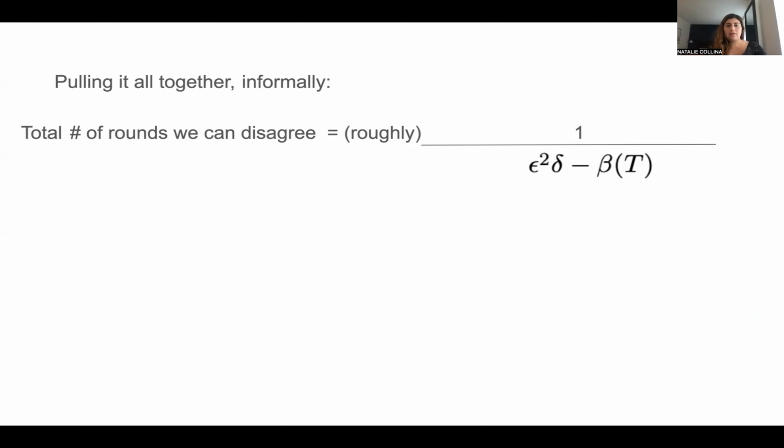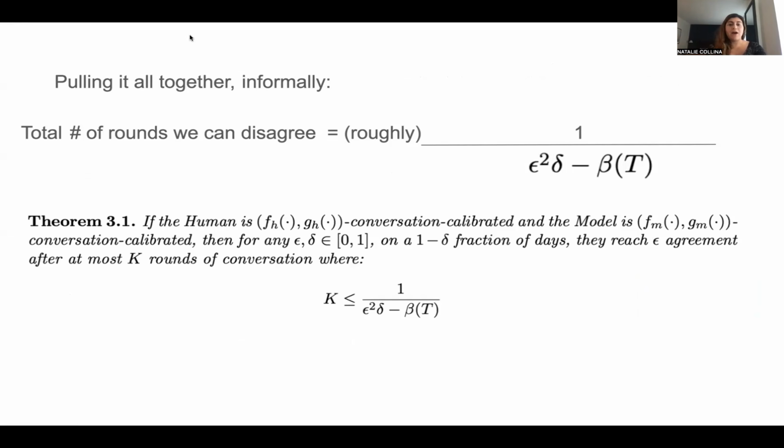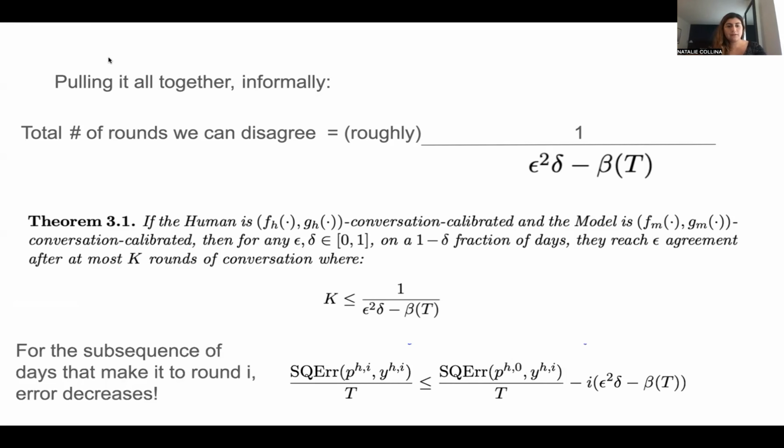And basically what you get is that it's about 1 over epsilon squared delta, where you have this beta t term that has to do with some calibration parameters, and it goes to 0 as t gets large. Recall t is the number of days of this interaction. And we're only decreasing error.